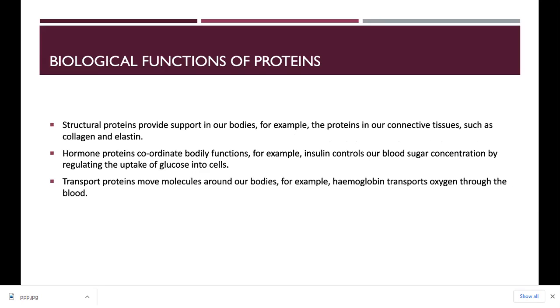Hormone proteins coordinate bodily functions. For example, insulin controls our blood sugar concentration by regulating the uptake of glucose into the cells. Insulin is a protein. Transport proteins move molecules around our body, for example hemoglobin, which transports oxygen throughout the body.